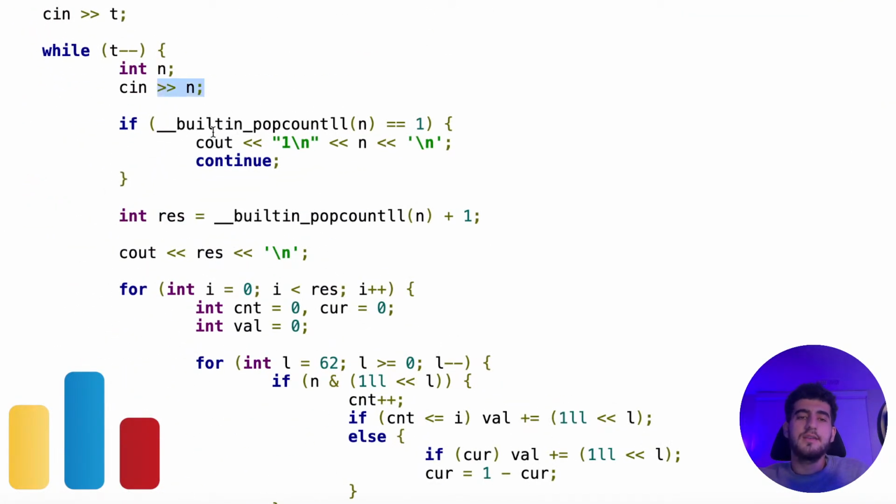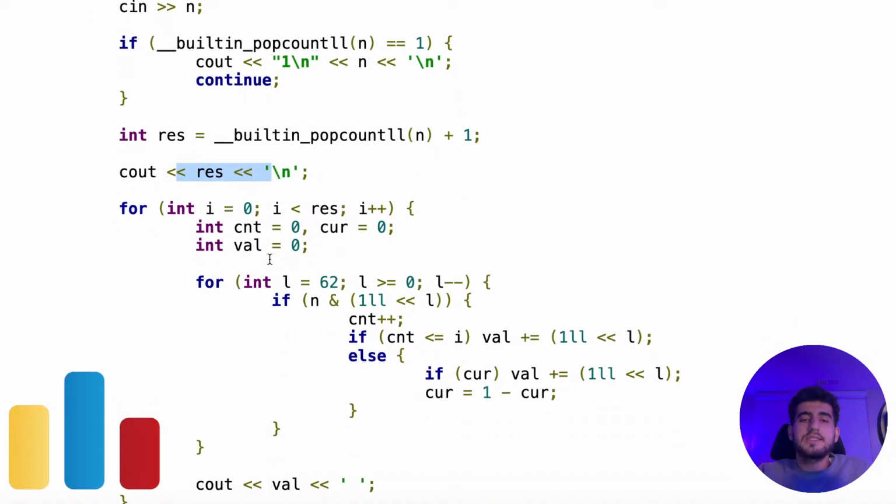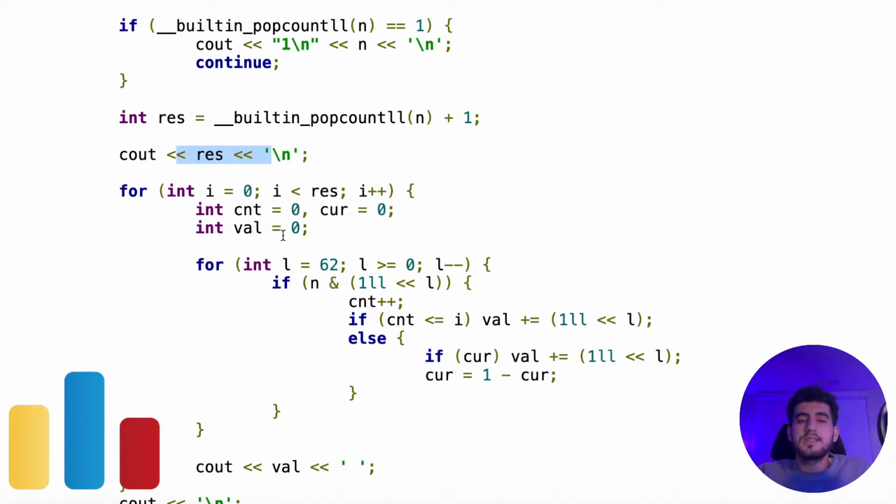I cout n, first I say that if built-in popcount of n is 1, then just cout n. It's going to be only one number, and we will cout n, and then we say that res is equal to built-in popcount of n plus 1. As I said, built-in popcount is just the number of on bits. I cout res, and then I have a for on res.